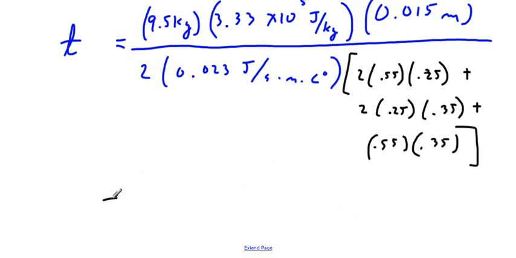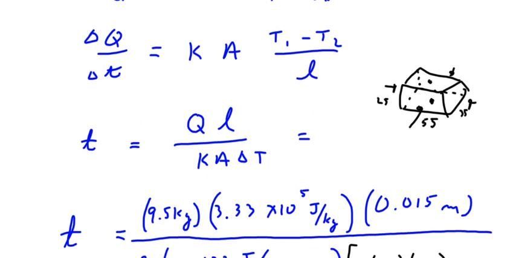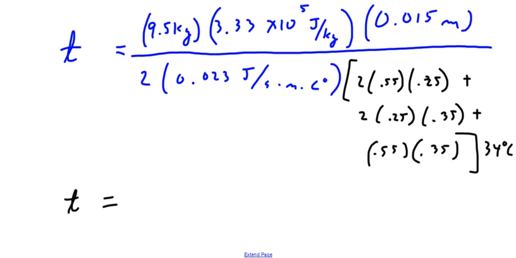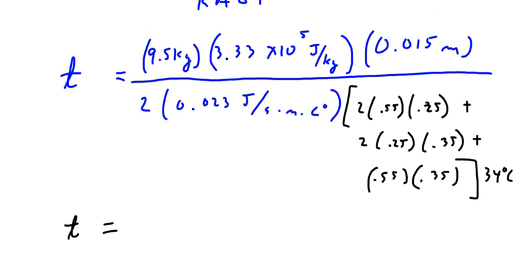Now I just have to put it in my calculator and see what it is. So, okay, I got my calculator. We forgot the delta T. Delta T is 34 degrees centigrade. Okay, so we got that too. K, area, delta T. All right. So how are we going to do this?